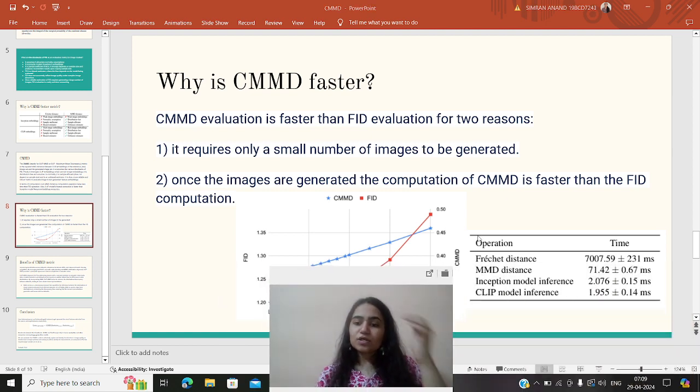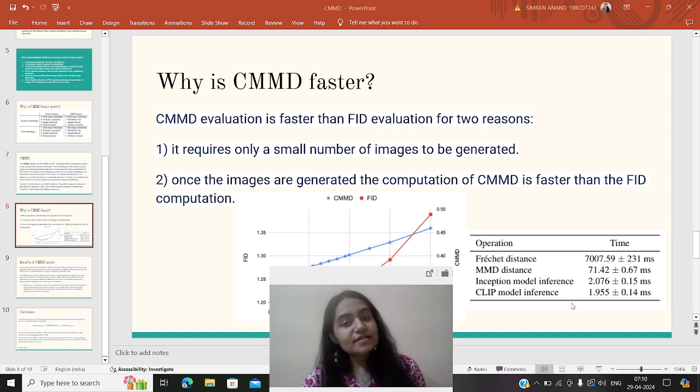And this is what it looks like. So when you see the time for Frechet distance, MMD distance, Inception model inference, and CLIP model inference, the highest time is taken by Frechet distance, which is for FID. Then CLIP model inference is taking less. So you can simply compare Inception and CLIP. When you're comparing Inception inference and CLIP inference, I would say CLIP is better. It's a better model than the Inception model for such evaluation purposes.